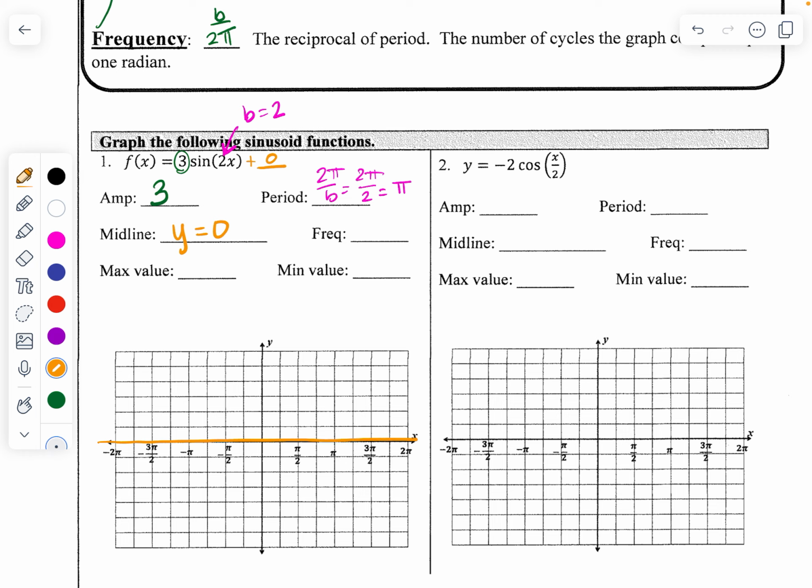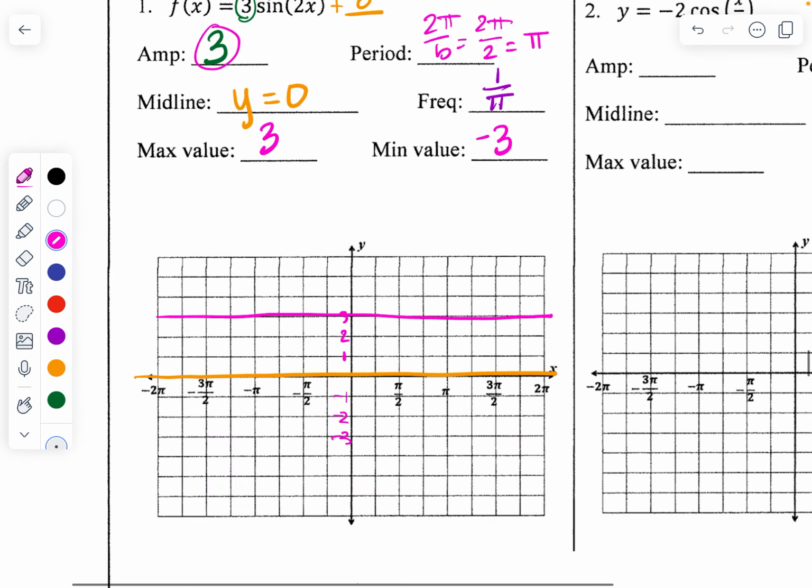There's my midline. And from 0, my max value was going to be that midline plus 3, so that's a maximum value of 3. My minimum value was going to be that midline of 0 minus the 3, so that's negative 3. And the frequency is just going to be 1 over the period, which is pi. So let's start by, I'm going to just kind of sketch out my amplitude. So if this is 1, 2, 3, this is going to be my maximum boundary, and here's negative 1, negative 2, negative 3. Here's going to be my minimum boundary.